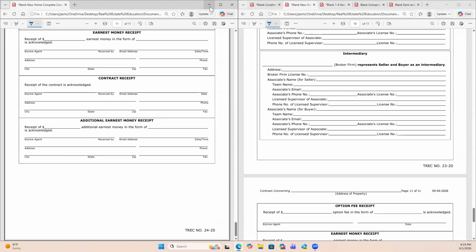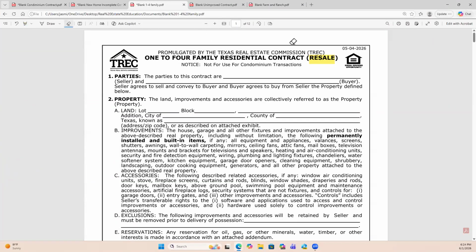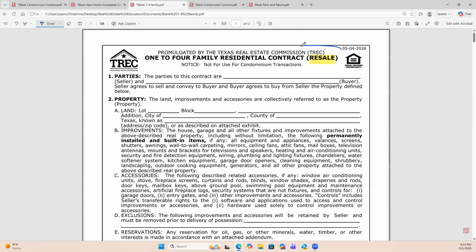The biggest difference, because now we're moving on to the 104 family. This is the one we use more than anything. The biggest difference, again, this is a resale. I'm going to circle it and highlight it because I just want to make sure there are no cognitive delays. This is for resales. Okay, 100%. There's a person who lived here, received mail here, and is now selling it to somebody else that will live here and get mail here.